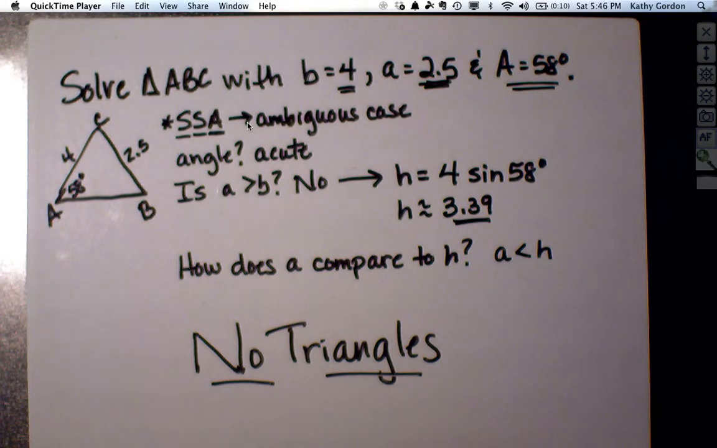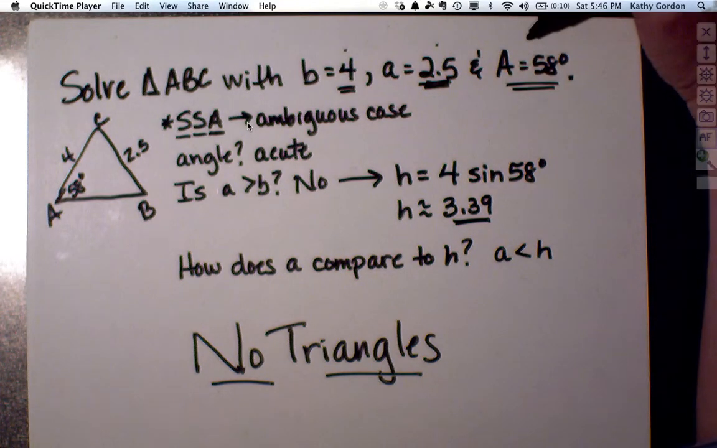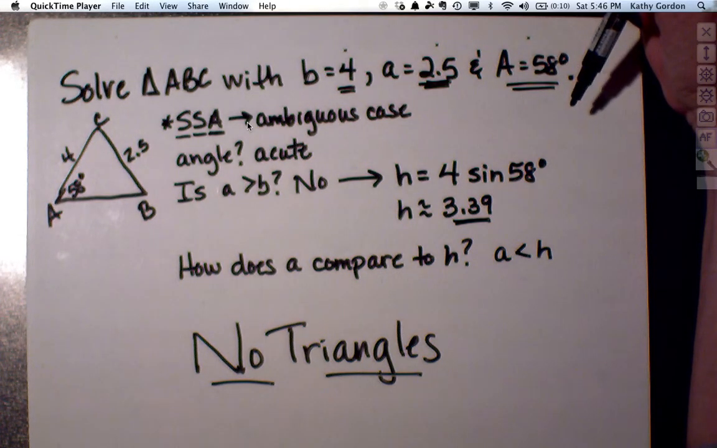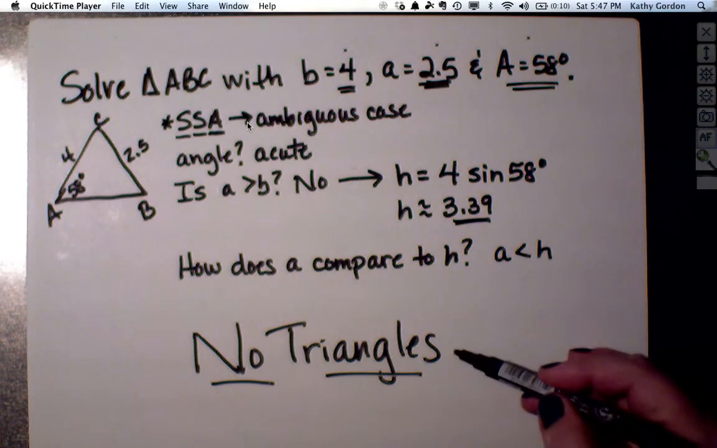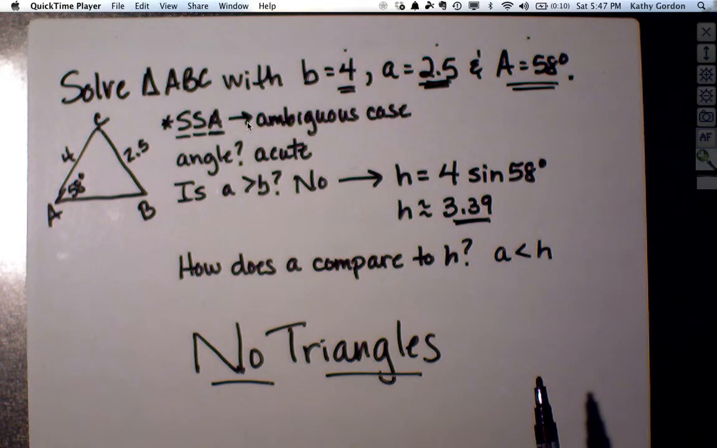Which means that if you have these 3 measurements to start, there's no possible way that you can make a triangle out of them. So we cannot solve this triangle, because there are no triangles that can be created with these 3 measurements. Okay?